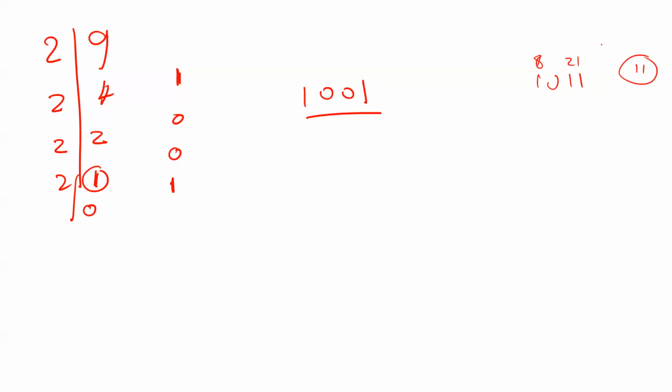So let's convert 11. When you keep dividing by 2, you can divide it by 2. 11 divided by 2 is 5, and there is one remainder. Why? Because if you multiply 5 by 2, it's 10, so there is one difference. So I'm going to put it here.